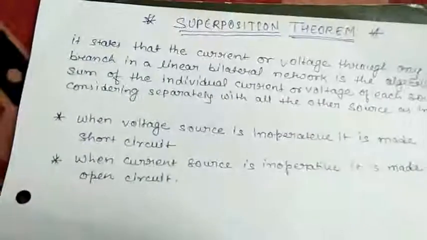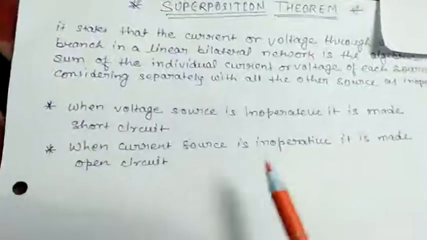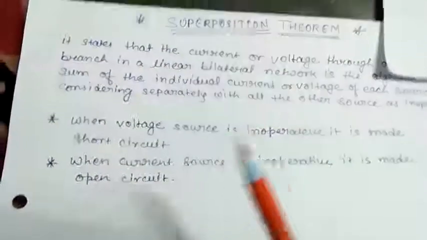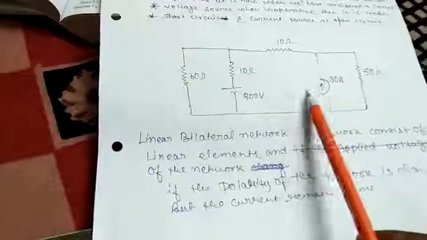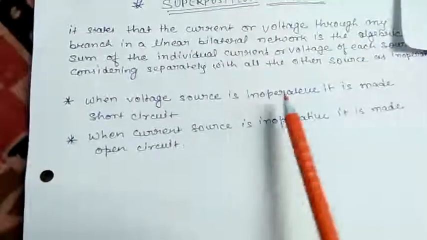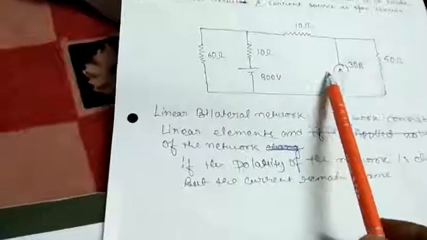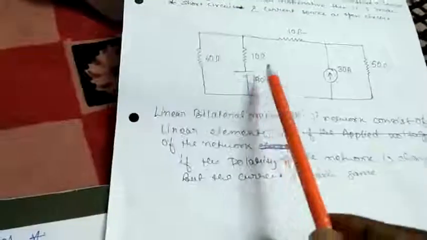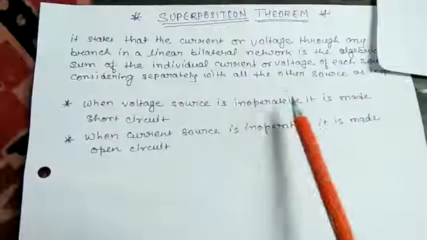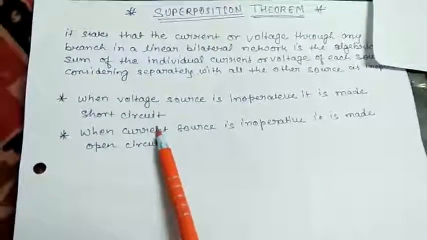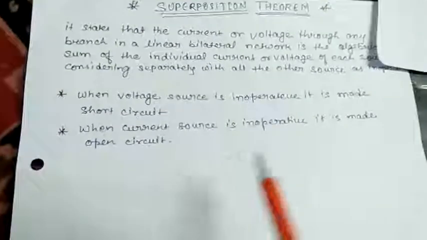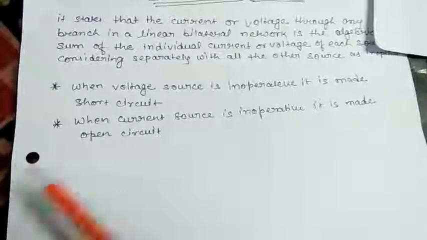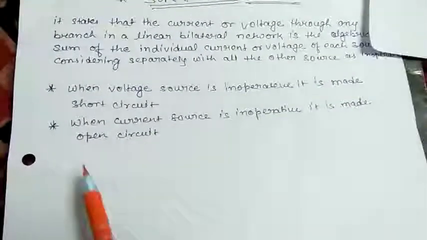Okay, now you see what happens when we make the sources inoperative. We have to take them separately. If you are considering one of these, you have to make the other inoperative. So when the voltage source is inoperative, what will you do? It is written here. When a voltage source is inoperative, it is short circuited. I will explain it later. You first listen here: when the current source is inoperative, it is open circuited.